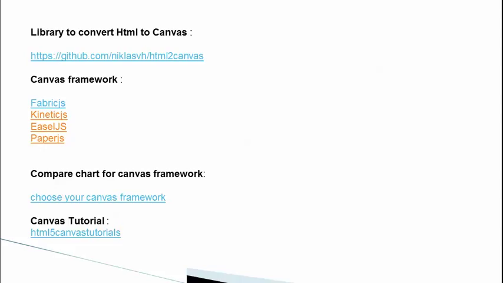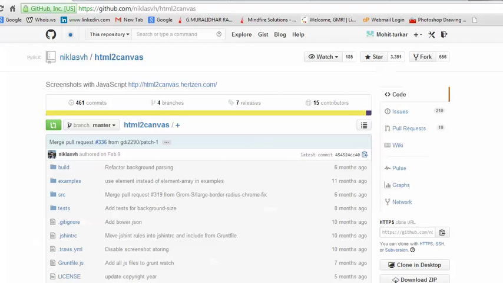There is one code library available on GitHub to convert HTML to Canvas. If you want to prepare a screenshot of your HTML page as a Canvas image, then you can use this library. Maybe you would like to check out the documentation for this on GitHub.